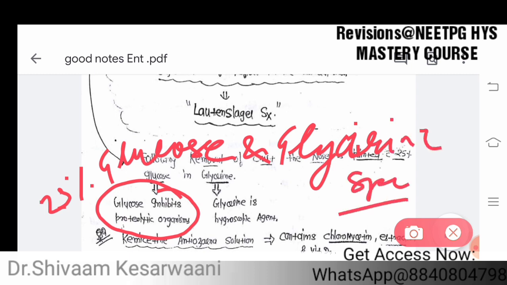Okay, so glucose on fermentation produces lactic acid and an acidic pH that inhibits the proteolytic organism, and glycerin acts as a lubricant and hygroscopic agent which absorbs the water from the atmosphere and moistens the mucosa. So it prevents the formation of crust.